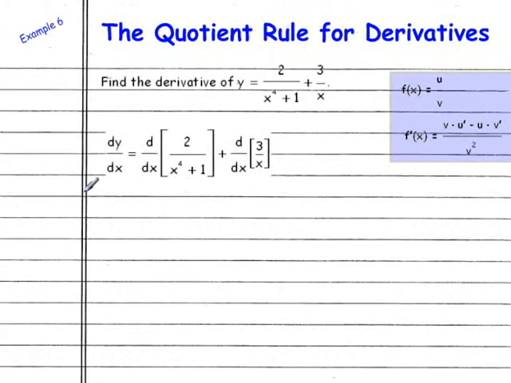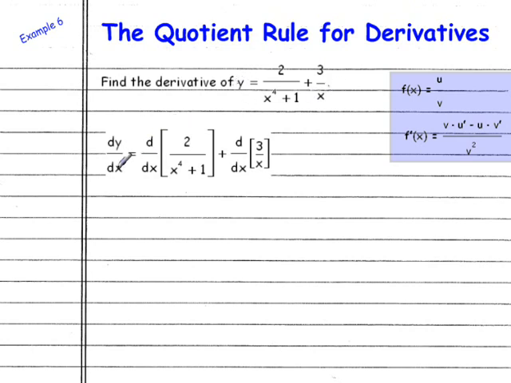Well, example 6 illustrates another type of issue that we run into occasionally. We're to find the derivative of y is equal to the fraction 2 over x to the 4th plus 1 plus the fraction 3 over x. Now, in this case, we don't use the quotient rule directly because we don't have a single quotient. We actually have the addition of two fractions. And of course, when we have things that are added together, the derivative is the derivative of the first expression plus or minus, appropriately, the derivative of the second expression. So that's what I've written here.